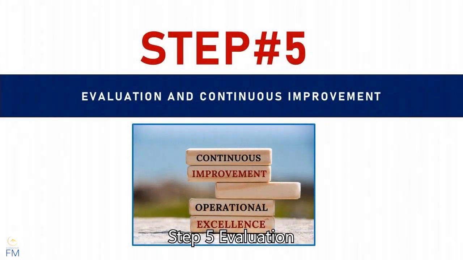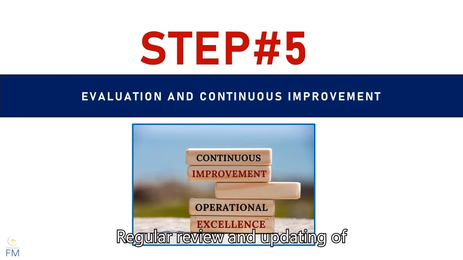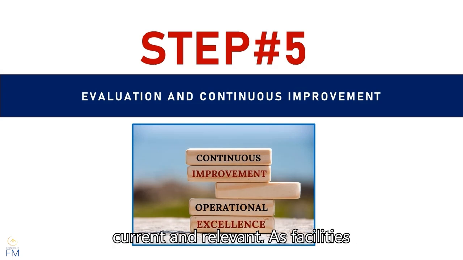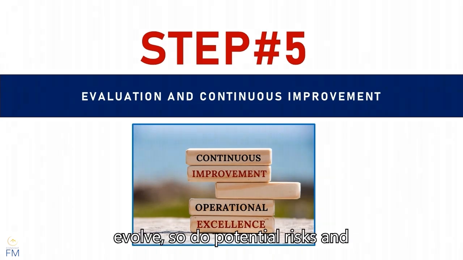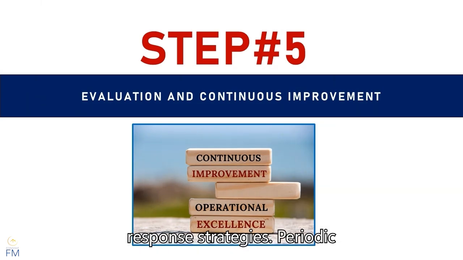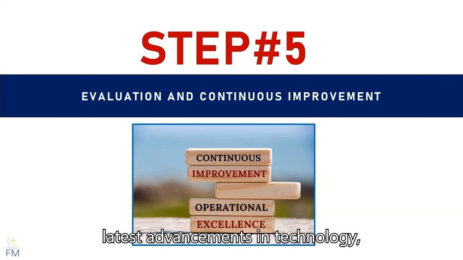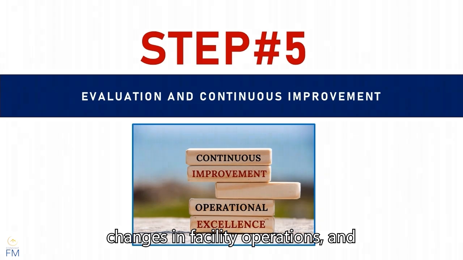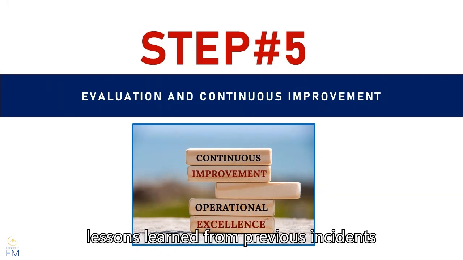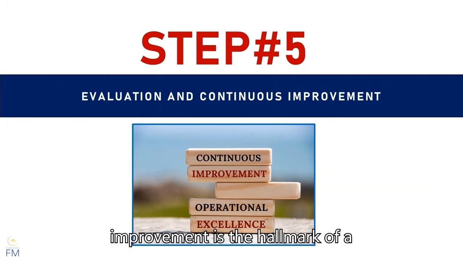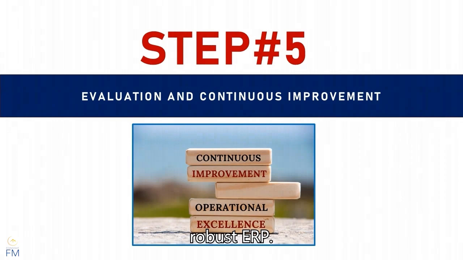Step 5. Evaluation and continuous improvement. Regular review and updating of the ERP are essential to keep the plan current and relevant. As facilities evolve, so do potential risks and response strategies. Periodic reviews ensure that the ERP reflects the latest advancements in technology, changes in facility operations, and lessons learned from previous incidents or exercises. Continuous improvement is the hallmark of a robust ERP.